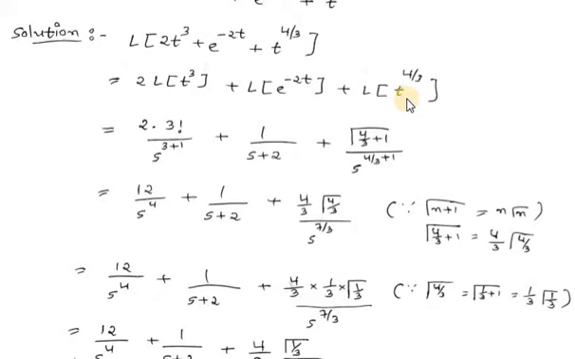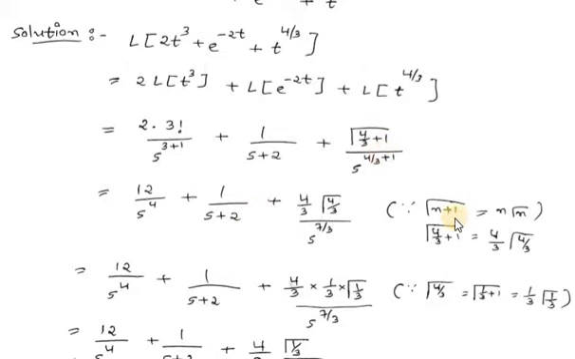Laplace of t raised to n, if n is a fraction, is gamma of n plus 1 over s raised to n plus 1. So replace n by 4 by 3. So it is gamma of 4 by 3 plus 1 over s raised to 4 by 3 plus 1. Now the value of 3 factorial is 6. 6 into 2 is 12, divided by s raised to 4, plus 1 over s plus 2.